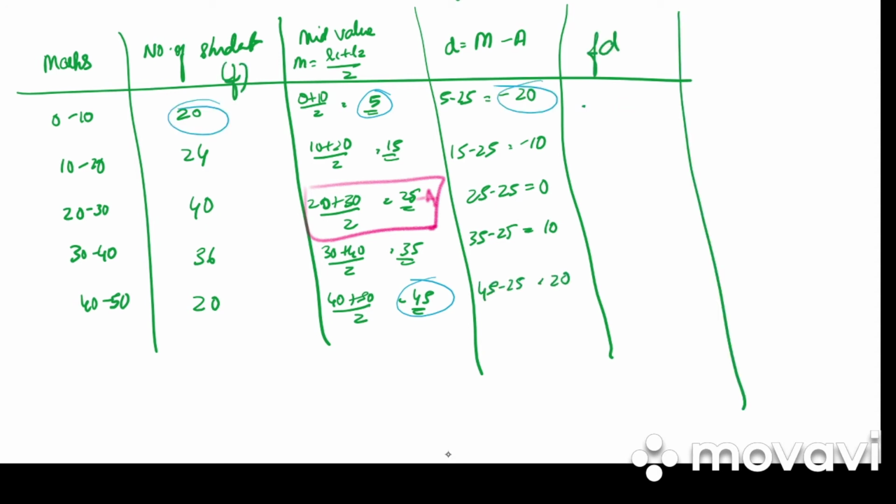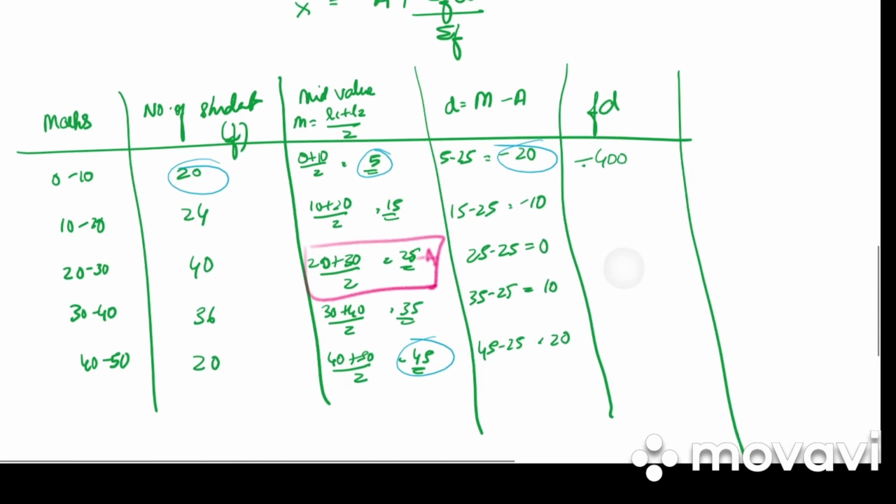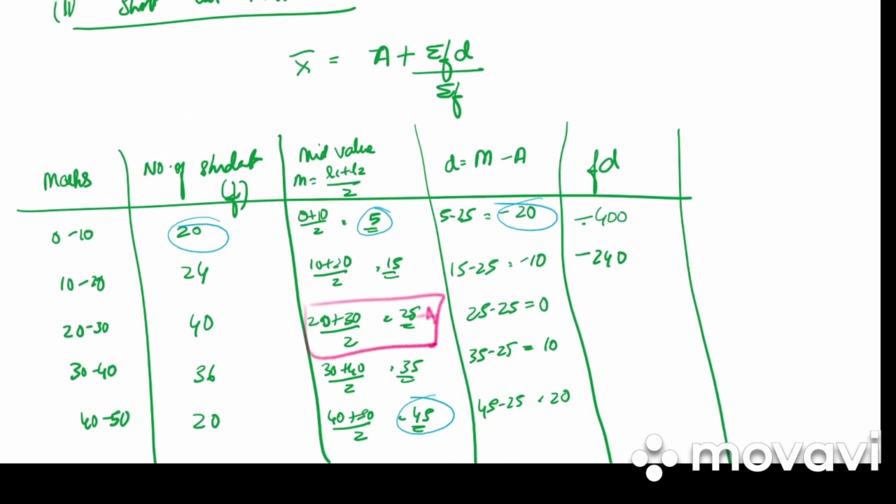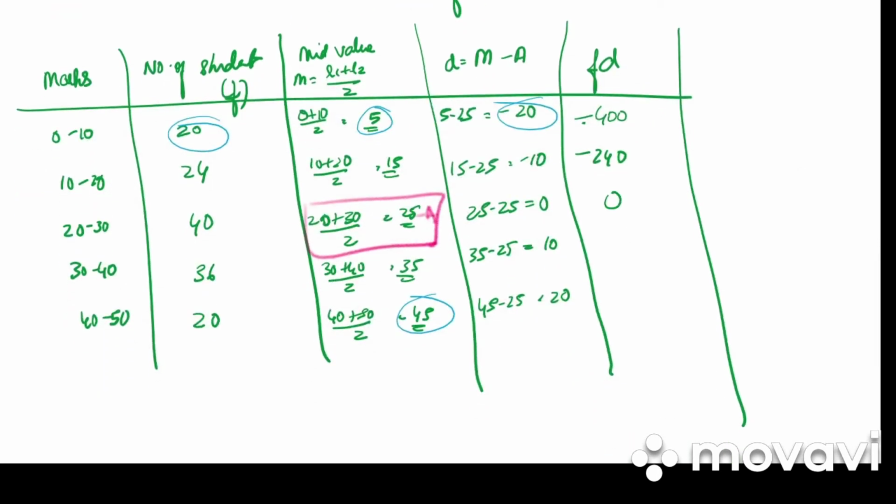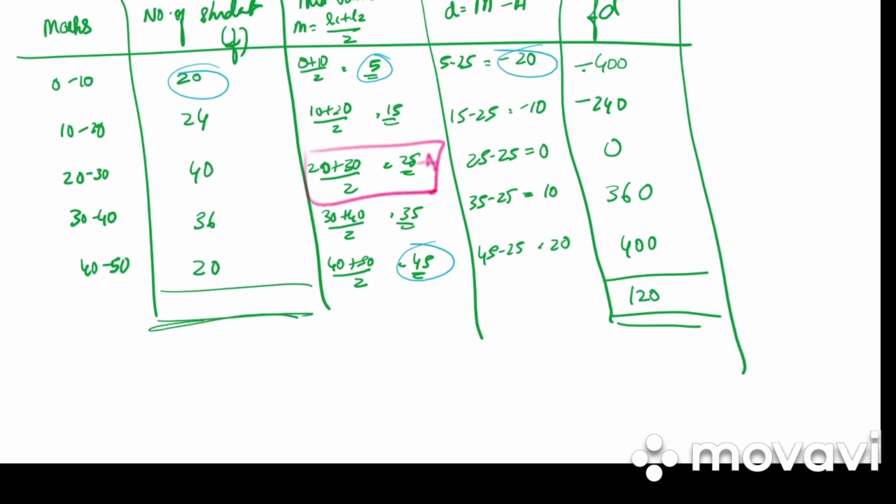So next it is F into D, that is F and D. 20 into minus 20, minus 400. 24 into minus 10, minus 240. 0. 360 and 400. So what is the total of summation FD? 120. What is the total of summation F? It is 140.